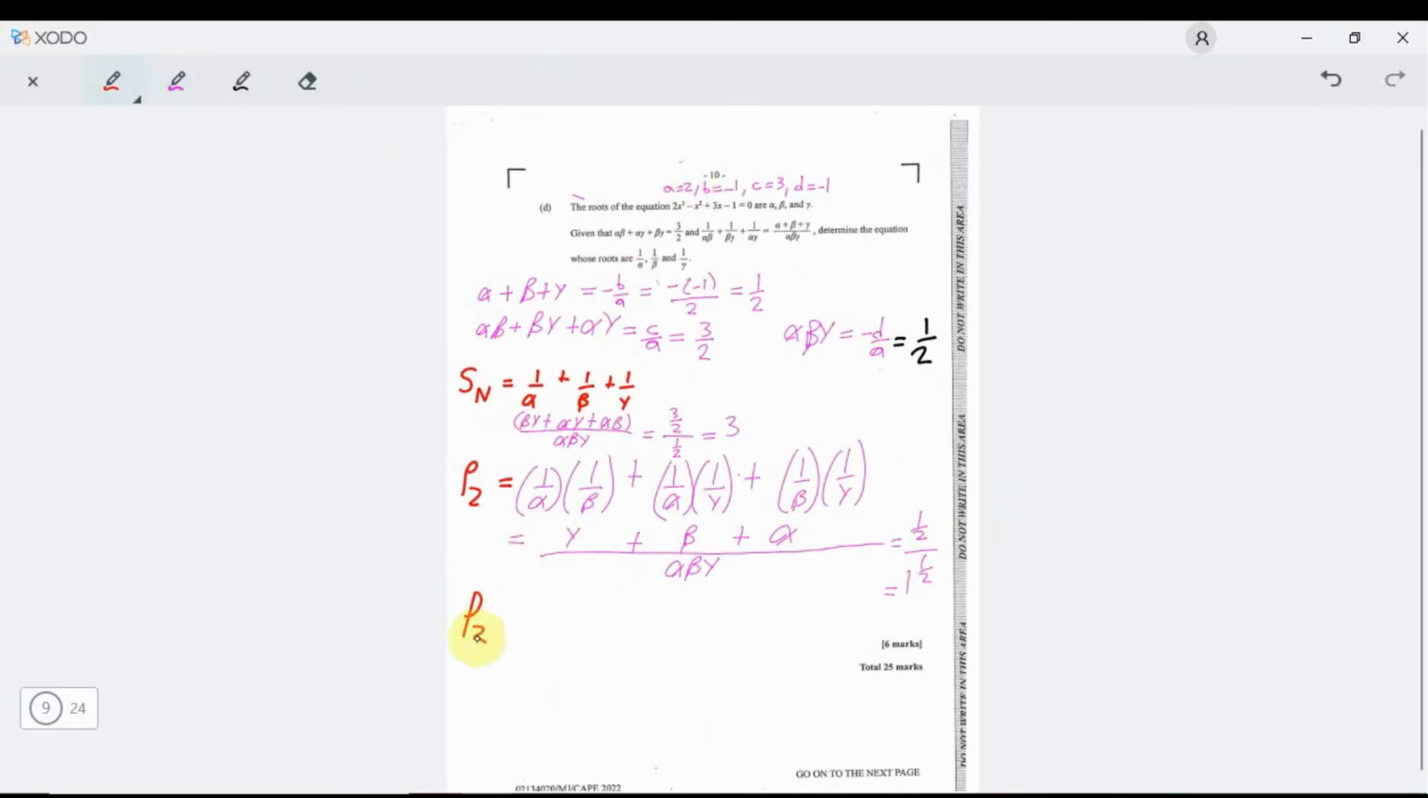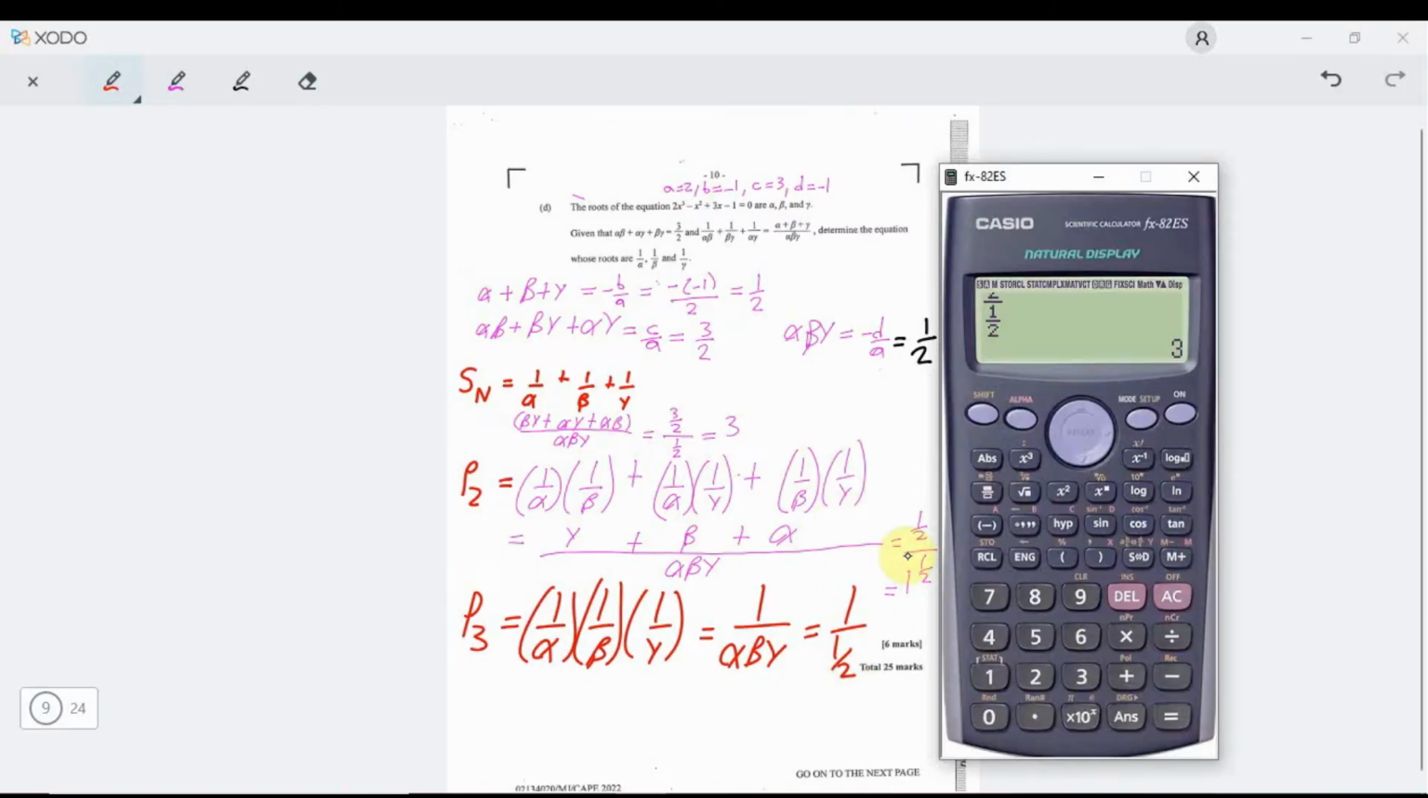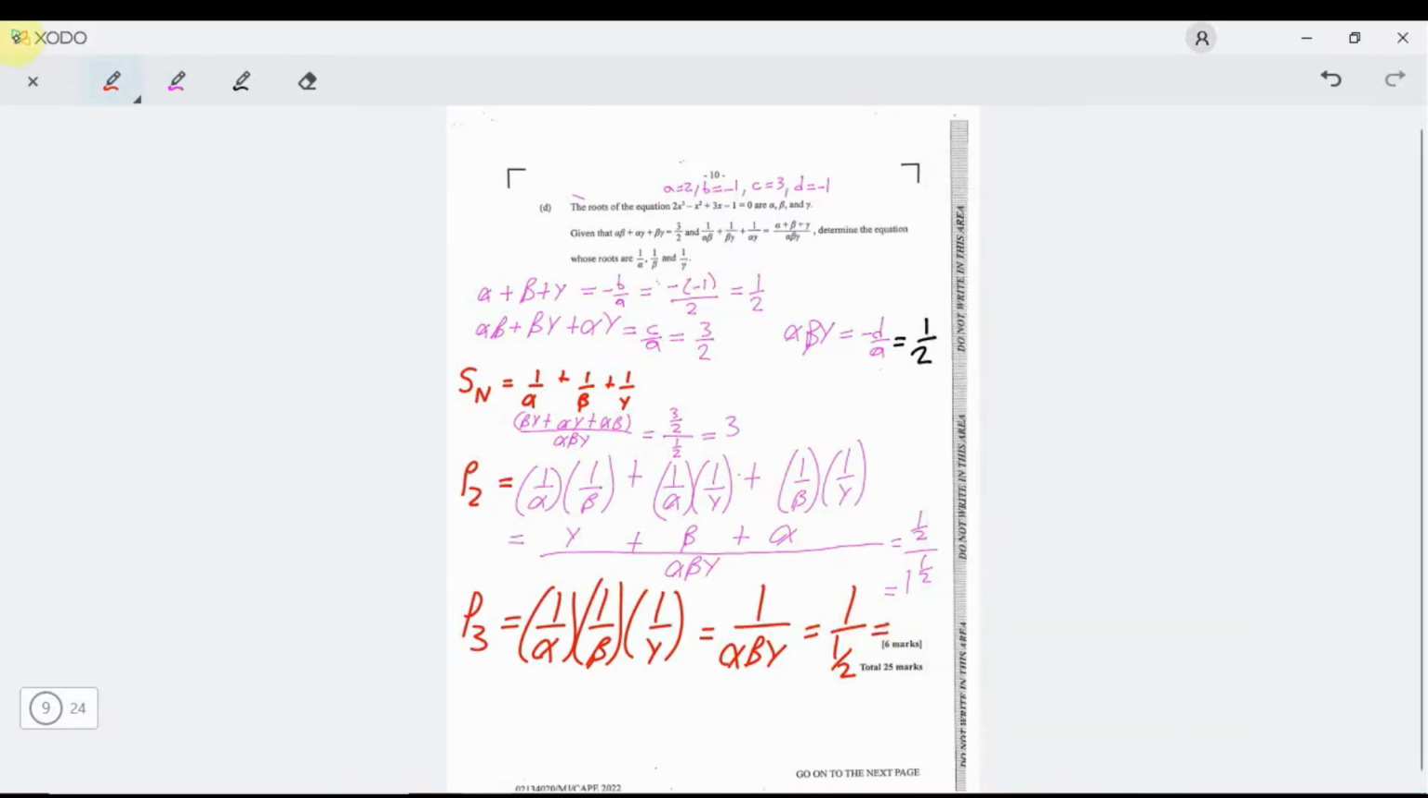Okay, finally now we need P3, which is the product of the three roots. So it's 1 over alpha times 1 over beta times 1 over gamma, which is 1 over alpha times beta times gamma, and alpha beta gamma is a half. 1 divided by half, I know many of us are saying the answer already, but still, put it in the calculator if you're not confident. It's 2. So remember that this is 3, this is 1, this is 2.